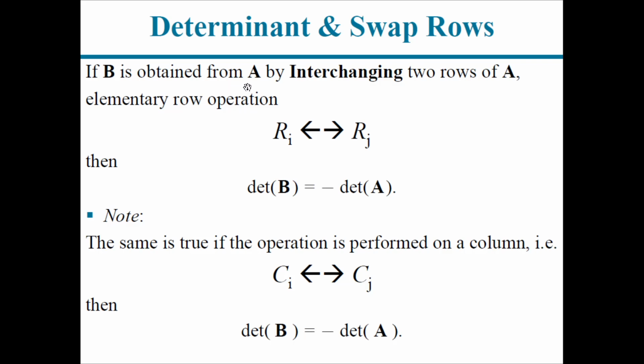So we have our matrix A, and then we swap two rows, and then we get matrix B. So B is a new matrix. The result says that determinant of a new matrix, B, is equal to minus determinant of the old matrix, A. So each time I do a swap of two rows, determinant of a new matrix is minus determinant of the old matrix. I could do the same on the columns, the same result holds.